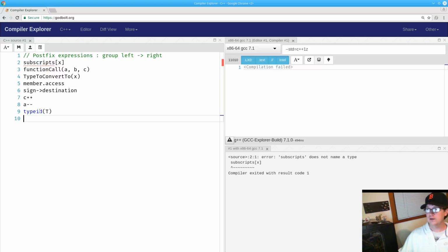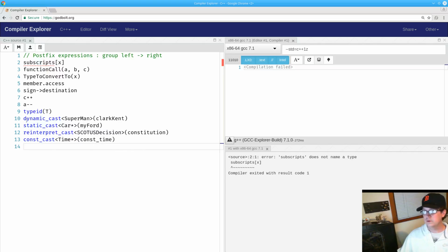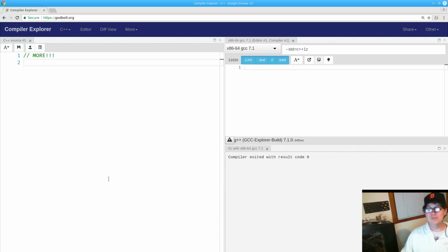There's this funny looking function call like operator called typeid, which will give you the type info associated with the type of the expression that's given to it, in this case t. And then there are these C++ forms of casting that themselves look like template functions but are actually operators. In this case, we are dynamic casting Clark Kent to a Superman. We are static casting my Ford to a car pointer. We can reinterpret cast the Constitution to a SCOTUS decision. Or we can const cast a const time object to a time pointer. And of course, there must be more.